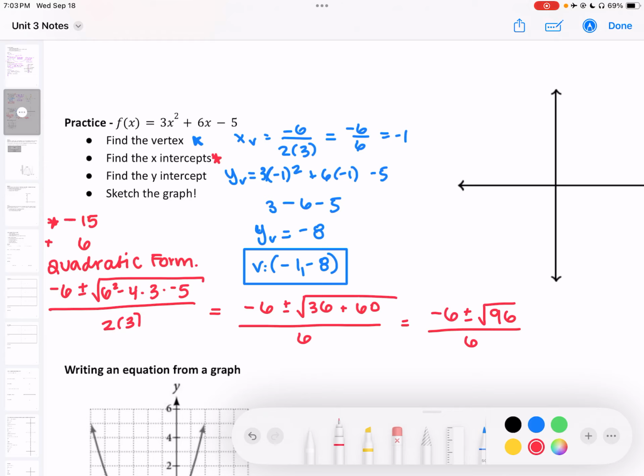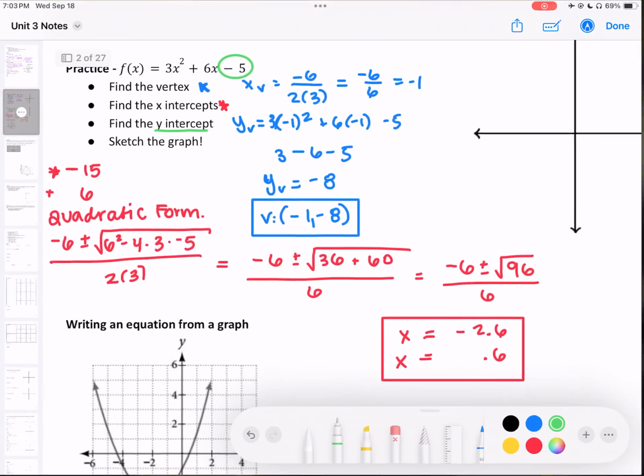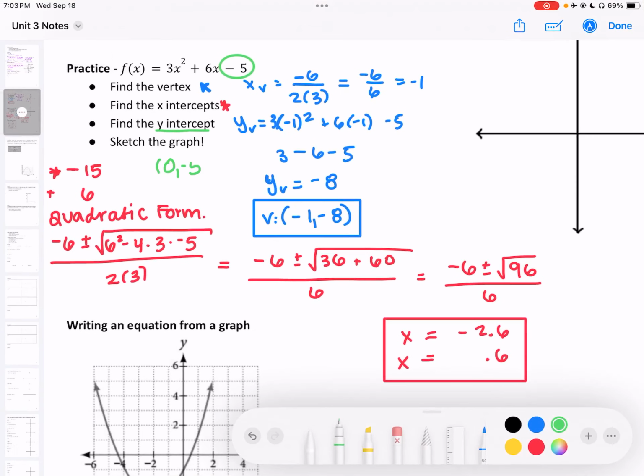Give me just a moment. I'm doing this in live time. We are going to end up with -2.6 and 0.6. Those are going to be our two answers. Then we have the y-intercept, which is -5. So let's go ahead and stick that in here. 0, -5. And now we have enough to graph.